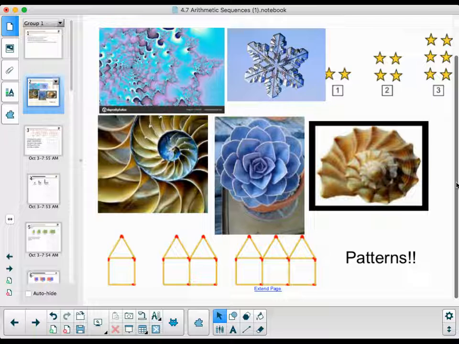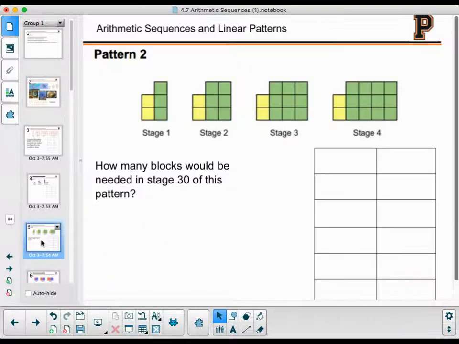And in order to do that, we're going to start with more of a visual prompt. So I want you guys to take a peek at this pattern. Okay, it's just a block pattern. And then attempt to make a response to the question at the bottom there. How many blocks would be needed in stage 30 of this pattern?